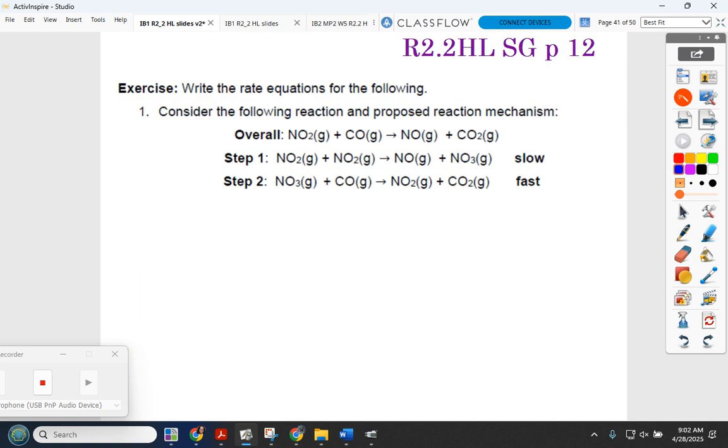So if we look at exercise 1 on the next page, page 12, we can look at this overall reaction and the two steps. Take a minute to think about how you would write the rate equation for this reaction if this proposed mechanism was correct. Think about what is the rate limiting step, and how would you write the rate expression for this?